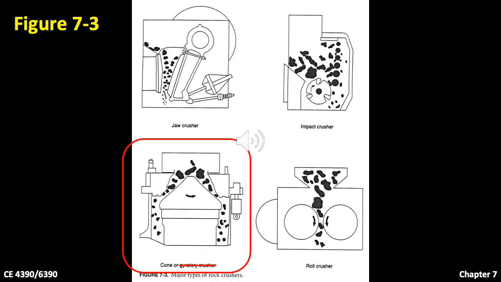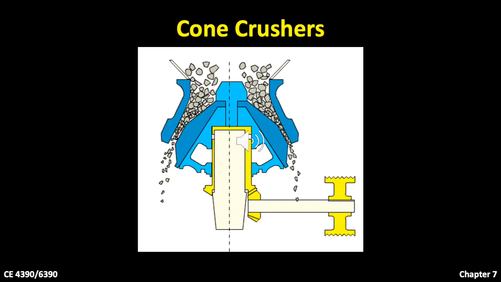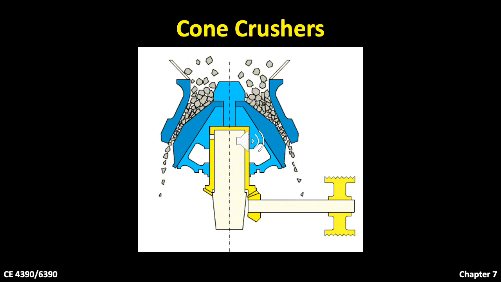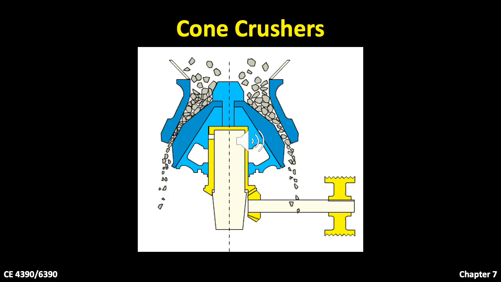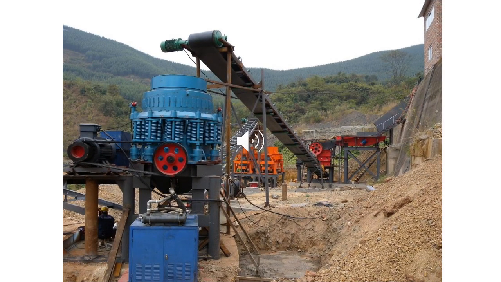The bottom left figure in figure 7.3 in your textbook illustrates a cone crusher. Again, it is not a gyratory crusher. It works like a gyratory crusher with an eccentric rotating cone around a vertical shaft to cause a gyrating movement of the head. The following are several pictures of real cone crushers.